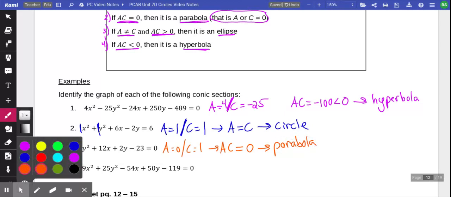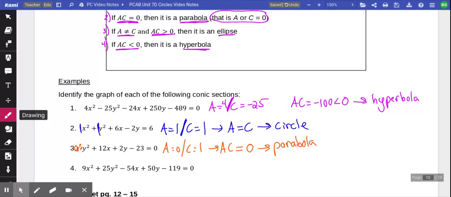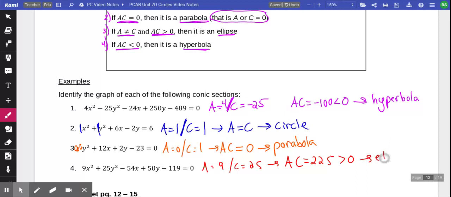And finally, all right, we have an A value equal to 9, a C value equal to 25, right? And if we say, what is A times C then, 9 times 25, that's 225. The important thing is that we know that's greater than 0, which would then indicate that this is an equation of an ellipse.